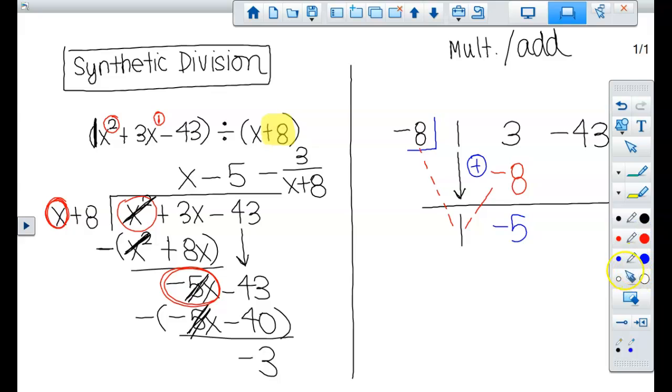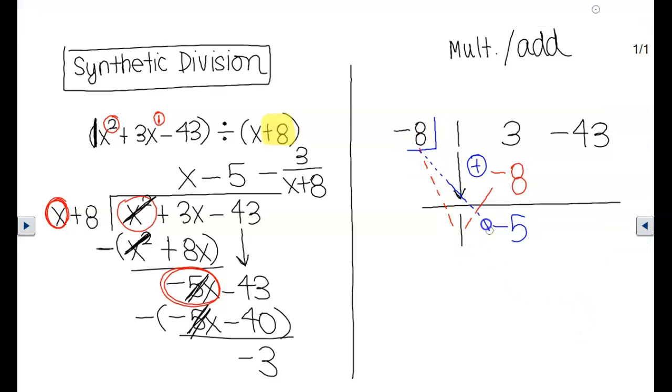All right, now time to multiply again. So I'm going to do negative 8 times negative 5. Negative 8 times negative 5 is 40. And I'm going to bring that right here and put that below my negative 43. And then I'm going to add. Negative 43 plus 40 is negative 3.